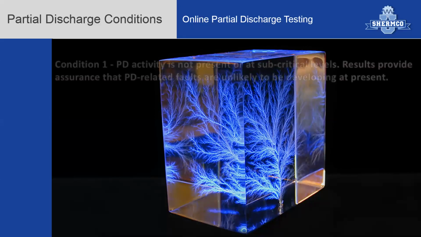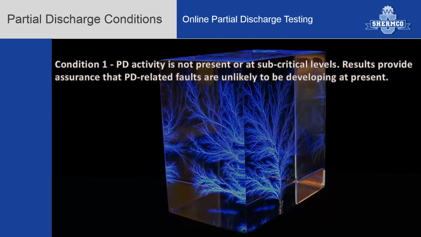Okay, condition 1, partial discharge activity is not present or is at a subcritical level. The results provide assurance that PD-related faults are unlikely to occur or to be developing anytime in the near present. Okay, so this is obviously the best condition to be in. After we do our scans or monitoring, we come back and notify you that you are in condition 1, nothing really significant to report. Okay, condition 2.